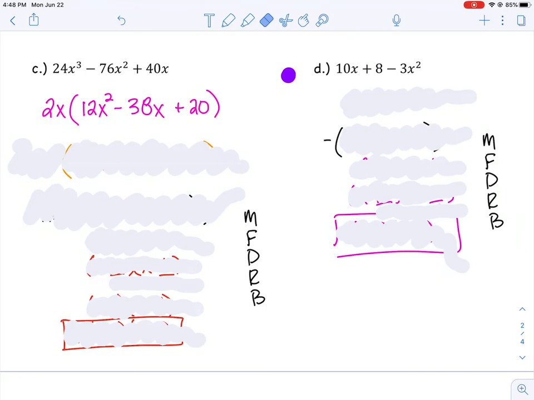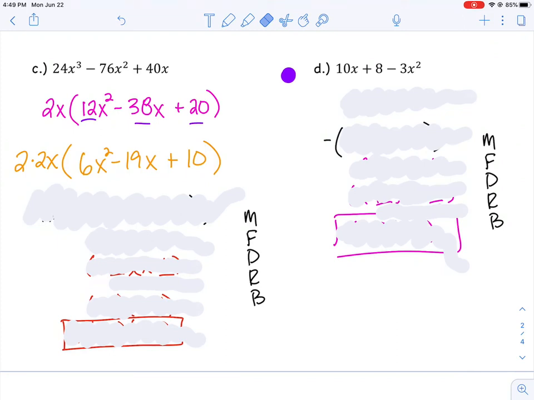Now, is that the greatest common factor? Because if you look, doesn't it look like these numbers still are all even, and it looks like I can take out more? So if you only took out a 2x, it's probably not good enough. It's not the greatest common factor. So be careful. Make sure you take out the biggest amount that can divide into all of those numbers evenly. So I can take out another 2. That leaves me with a 6x squared minus 19x plus 10.